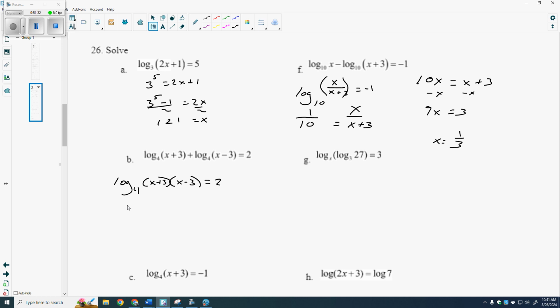Okay, so I made this a single logarithm by combining those two into a single logarithm. Addition is multiplication. Okay, switch forms. I have a log isolated, switch forms. 4 raised to the second power. We should be able to do that in our head. X squared minus 9, right? If you don't like that, then just take the time to multiply x plus 3 times x minus 3, and you'll see you get x squared minus 9.